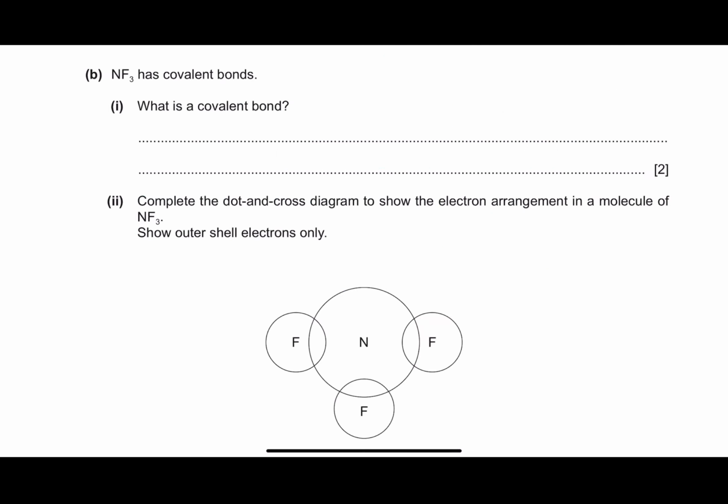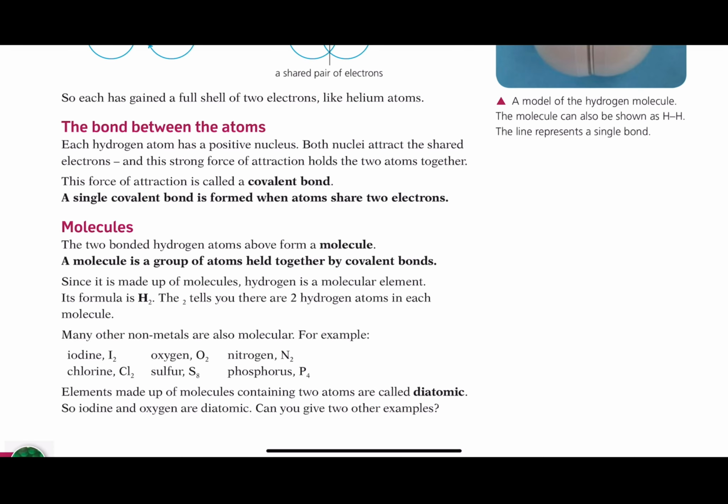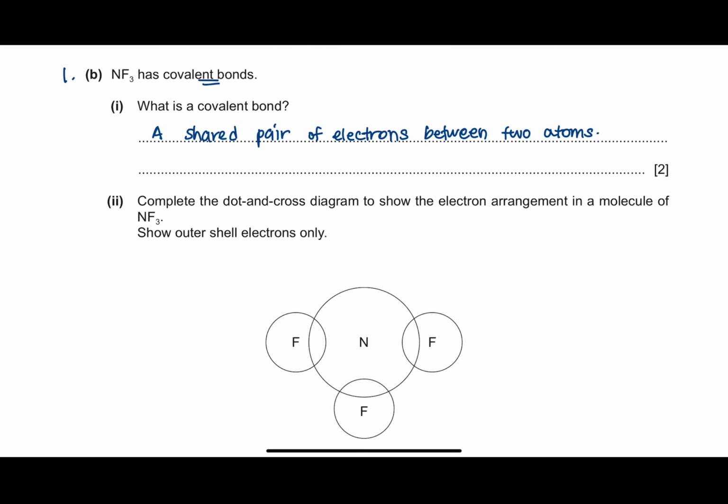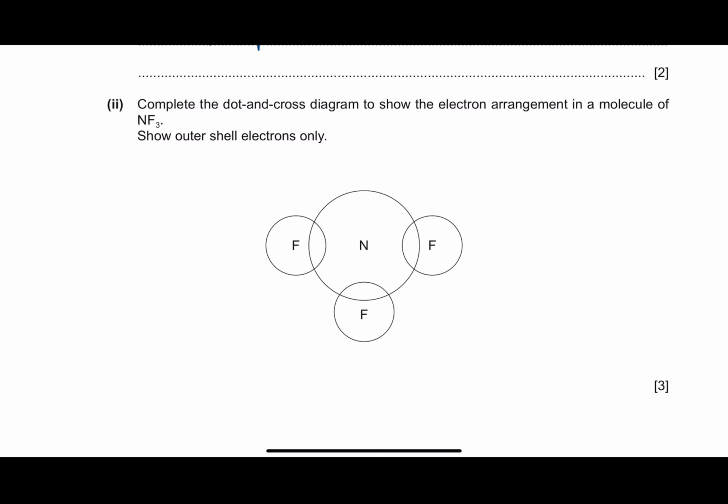This is a question from February-March 2018, question 1b. NF3 has covalent bonds. What is a covalent bond? If you refer to your textbook, you would come across the definition of covalent bond, whereby it means atoms that share 2 electrons together. So you could simply say that a covalent bond is a shared pair of electrons between 2 atoms. Question 2. Complete the dot and cross diagram to show the electron arrangement in a molecule of NF3. Show only the outer shell electrons.